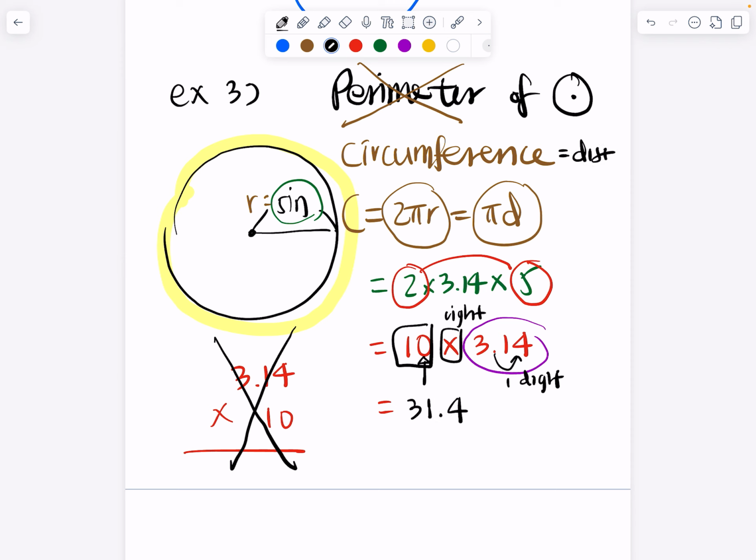Circumference means distance around the circle. Distance. Therefore, it's simply inches. Ta-da! All right, that's the end of the video.